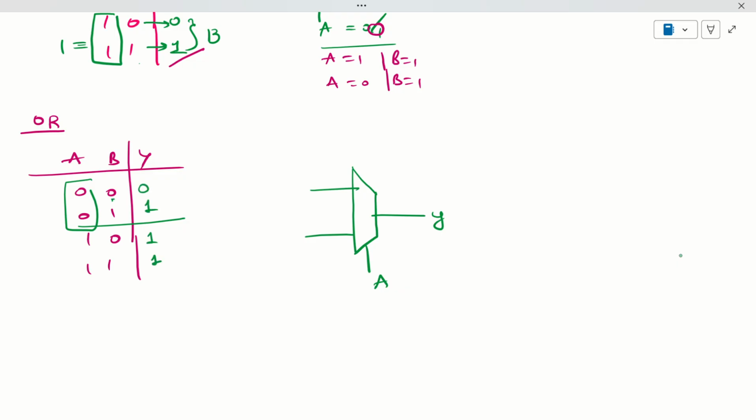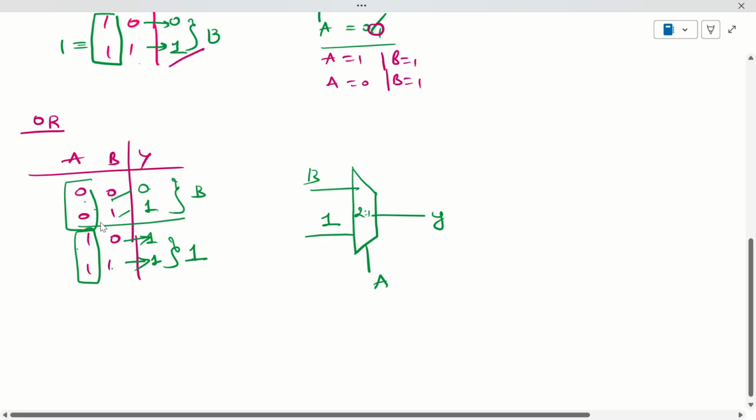What comes? Even if the A value is 0, whether the B value is 0 or 1, the same 0 1 comes. That means the output is B. Next, if A equal to 1, whether we give 0 or 1, what comes? 1 comes. What is the constant output? 1. That's why this is about B. The first input is B when A is 0, and the second input is constant 1 when A equal to 1. This is about the OR gate by using 2:1 multiplexer.